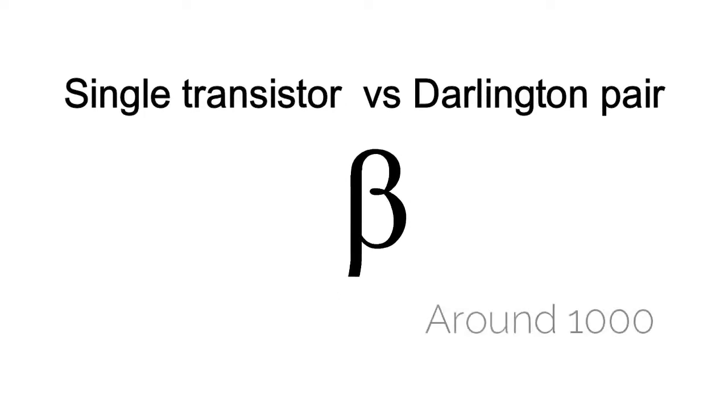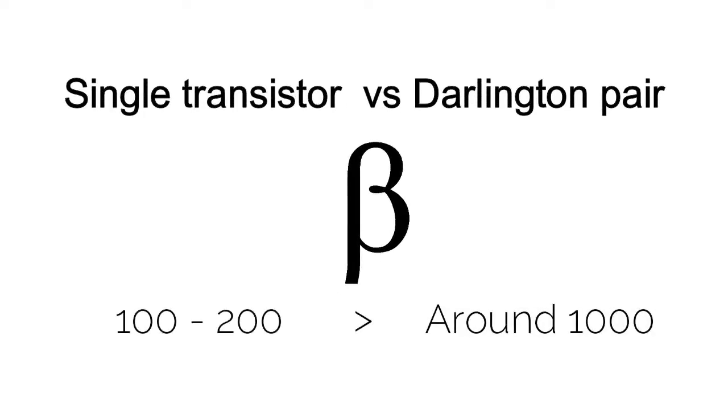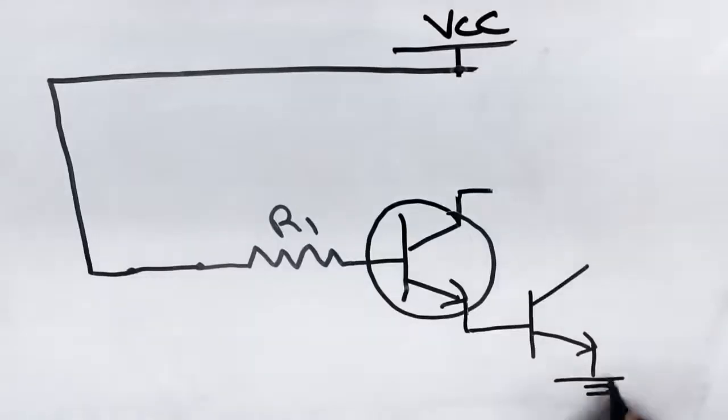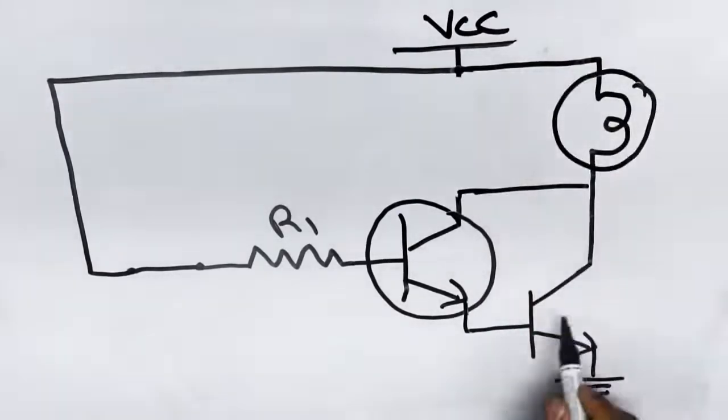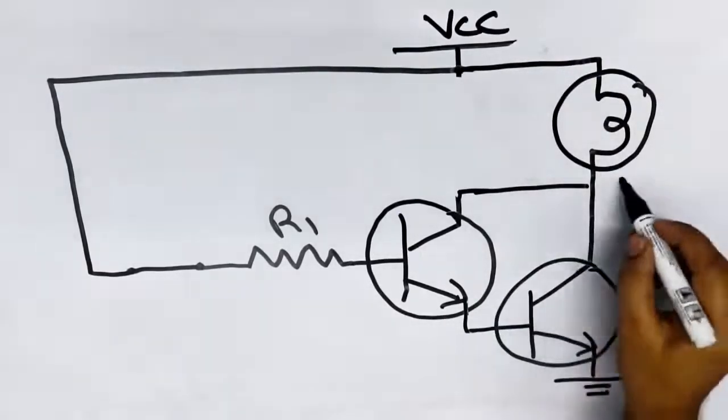These Darlington pairs have a high current gain in the range of 1000, which is quite a bit greater than the gain of a single transistor, which will be around 100 to 200. This makes the Darlington transistor more sensitive to input base current and able to operate loads quite easily.